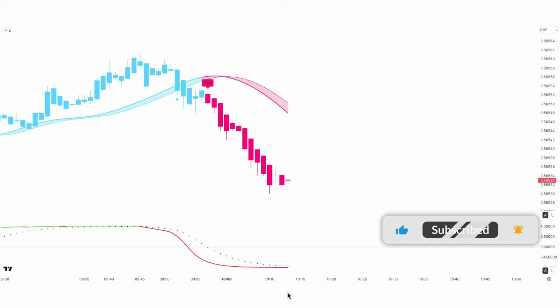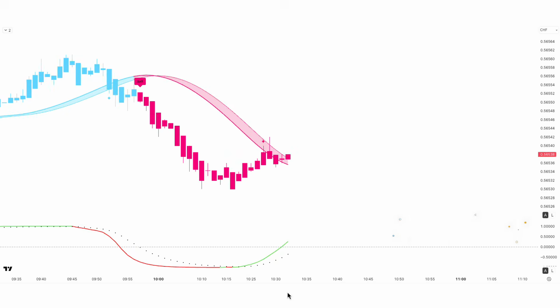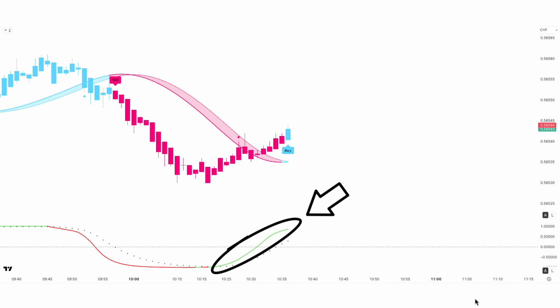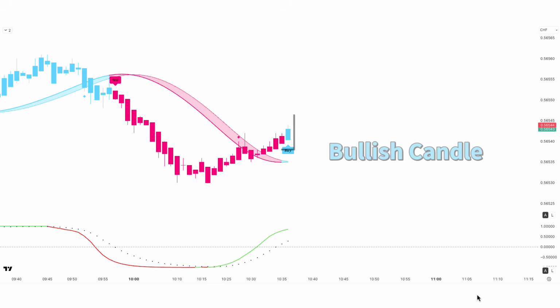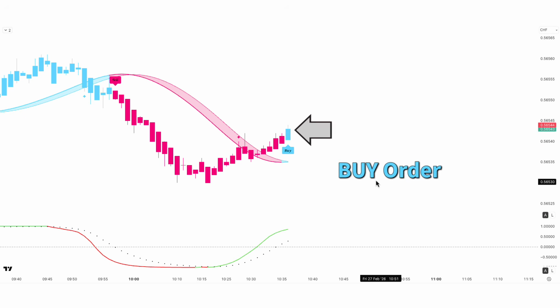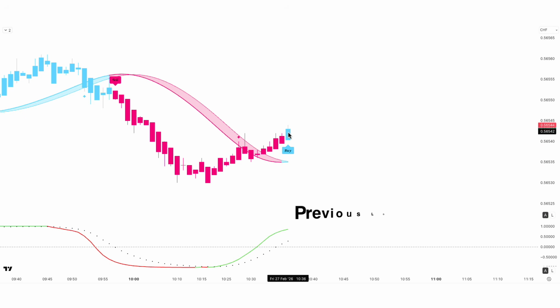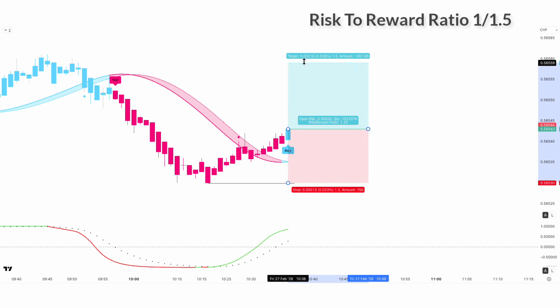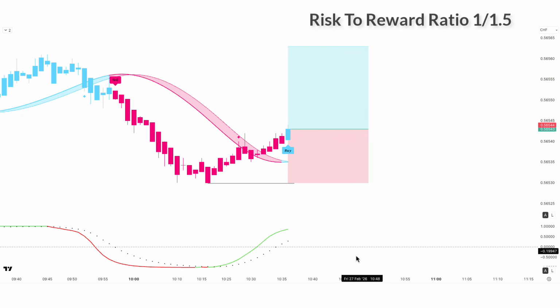Now our setup is ready. Let's see how we use these trading setups. When the Smart Money Flow Cloud arrow of this indicator is a buy signal, when the Normalized Smoothed indicator shows a green line, and when the market forms a bullish candle, if this condition is fulfilled, then we will place a buy order. Our stop loss is to be placed at the previous low of the market, and the risk to reward ratio will be 1:1.5.